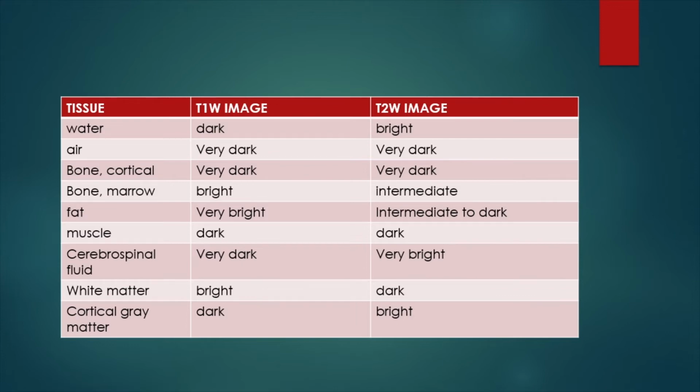Air appears dark in both, and cortical bone appears very dark, and bone marrow appears bright in T1 weighted image, and it will have an intermediate intensity in T2 weighted image. Fat will appear bright in T1 weighted image, and it will have an intermediate intensity in T2 weighted image. Muscle appears dark in both T1 weighted and T2 weighted. CSF appears dark in T1 weighted image and brighter in T2 weighted image. White matter will appear bright in the T1 weighted, and the T2 weighted image will show a darker white matter, like what I have explained in the previous slides.